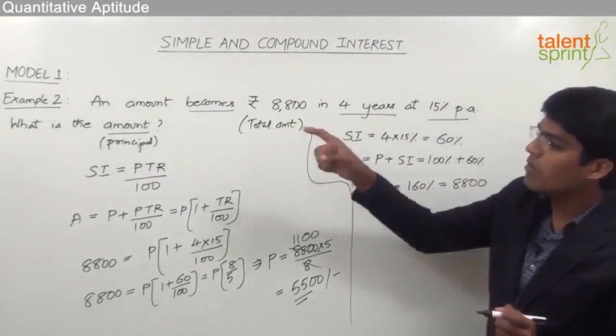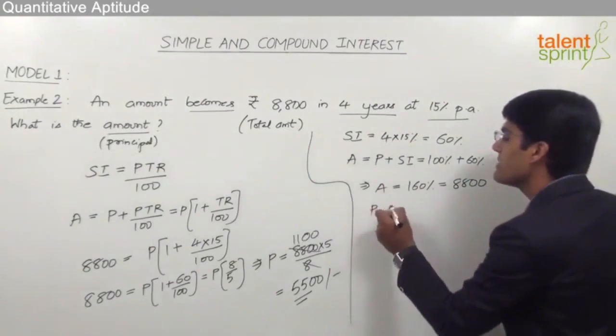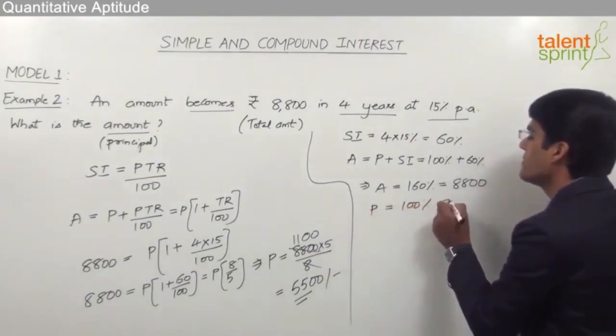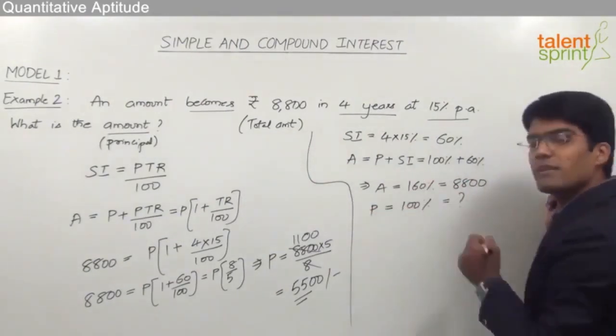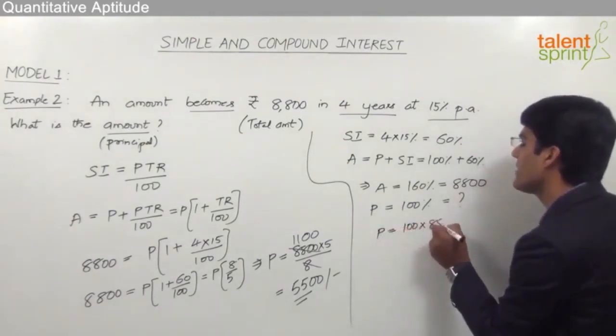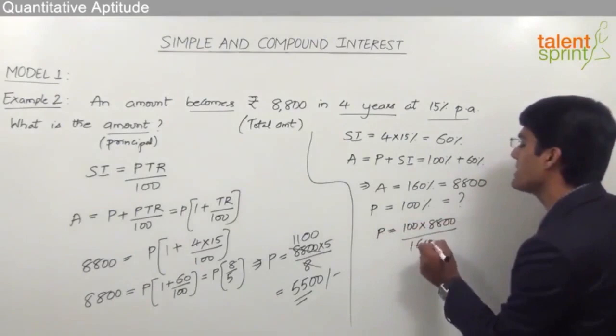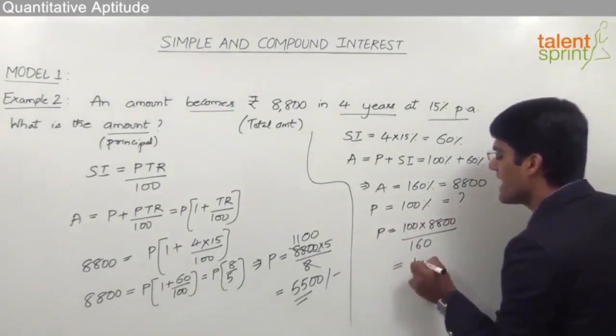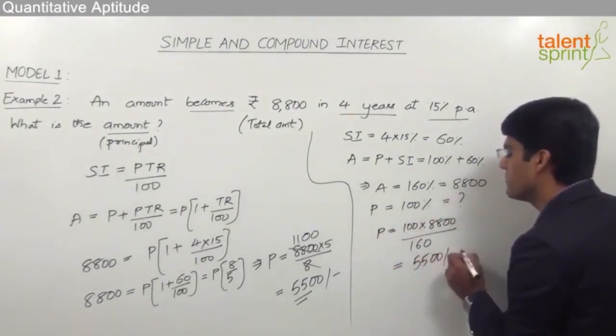And we are supposed to find out what is the principal. We know that principal is 100%. That should be equal to what? So when we cross multiply, we get the required answer. So principal can be taken as 100 into 8,800 divided by 160. Upon simplification, we get the answer as 5,500 rupees.